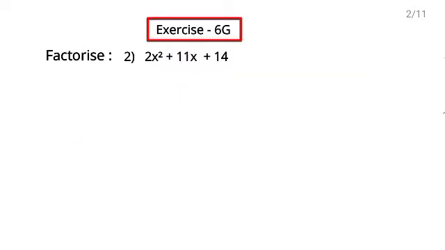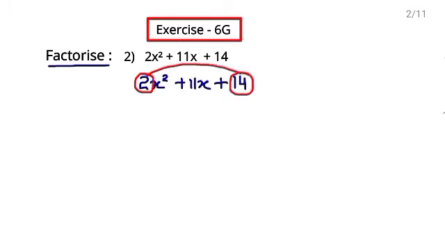So this is exercise 6G. Factorize. Question number 2 is 2x square plus 11x plus 14. This is in the form of ax square plus bx plus c. So first of all you will multiply this coefficient by this constant term. 14 2s are 28. So first of all you will find the factors of 28.